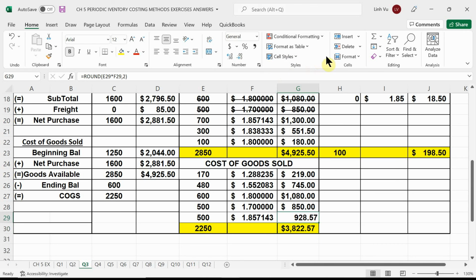$928.57. And since the one doesn't tell you, it basically tells you that you don't need to round up because it's one, then there you go. 0.1 of a cent's not gonna increase it by a penny. Right? So in this case, because I have my running balance in here, it tells me that selling 2,250 units gave me a total cost of $3,822.57.